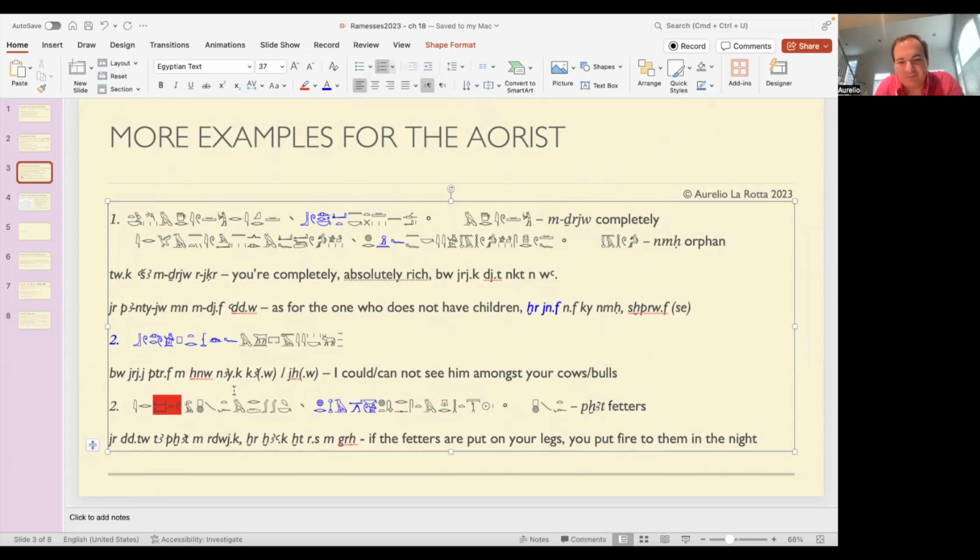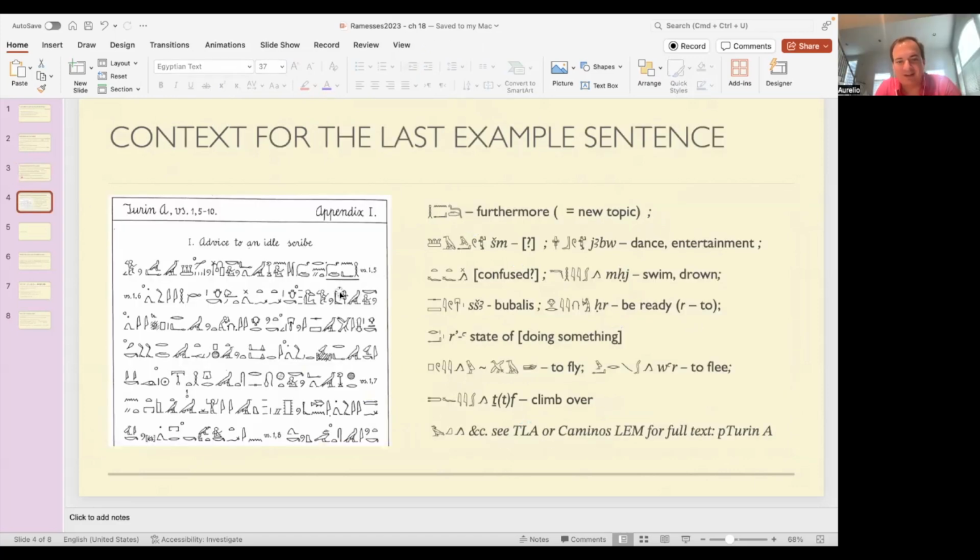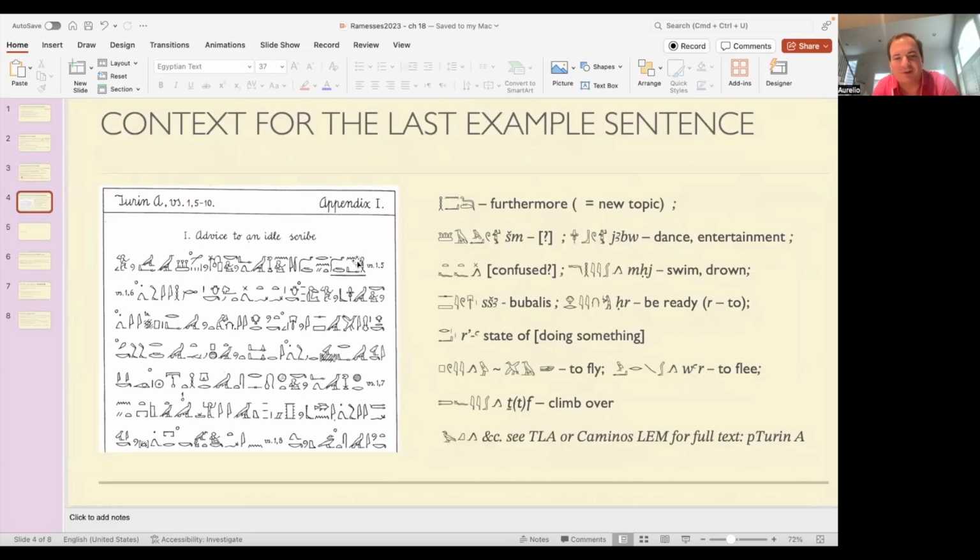Okay, cool. As to what's going on in the bigger context of things, I thought I'd look it up. There are several of these on the Anastasi papyri. This one is also known as Turin A, but it's also part of the Anastasi collection. They have their fates books. In the interest of time, maybe I'll just do this one as far as I could piece it together myself. If you want to look it up, it's in the TLA under Turin A, or in Caminos' Late Egyptian Miscellanies for the full text, again under Papyrus Turin A. There are several texts in there, and one of them is the advice or admonition to an idle scribe.